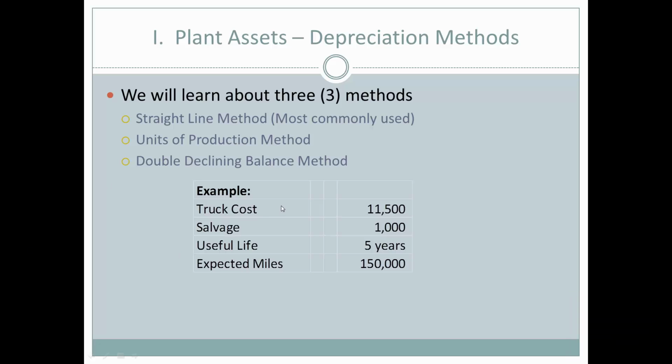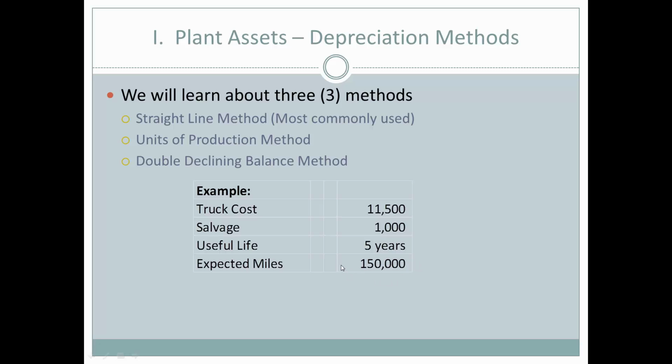So let's look at this example. We have a truck that cost $11,500, a salvage value of $1,000. It has a useful life of 5 years, which we'll use in straight line depreciation. And then it could also be depreciated using expected miles, which is the unit of production method. Typically, when you use the unit of production method, it means that the asset is used intermittently over the year.